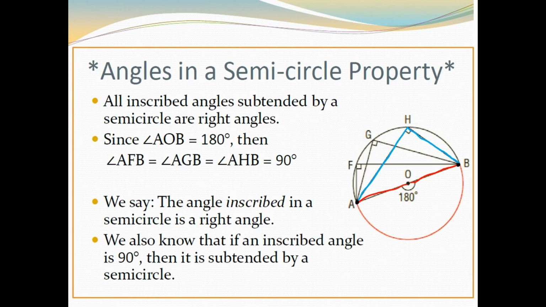So since I have 180 degrees here, this inscribed angle that shares the same arc as my central angle must be exactly half of 180. And half of 180 is 90 degrees. Okay, let's go over some examples now.